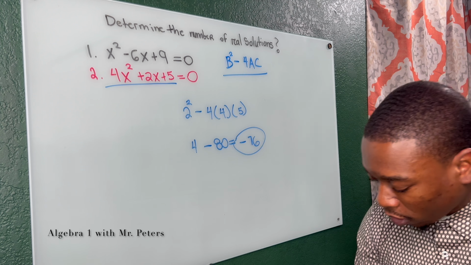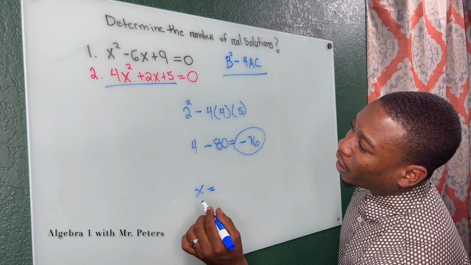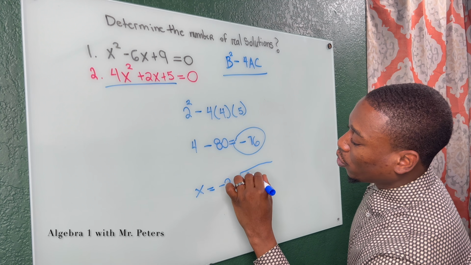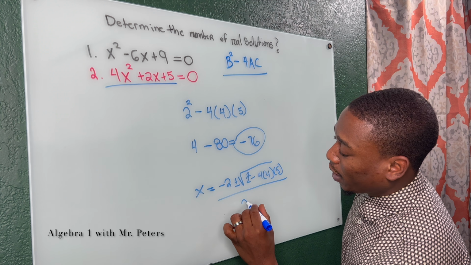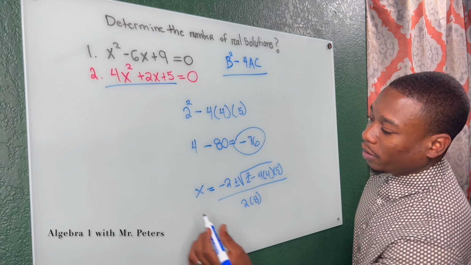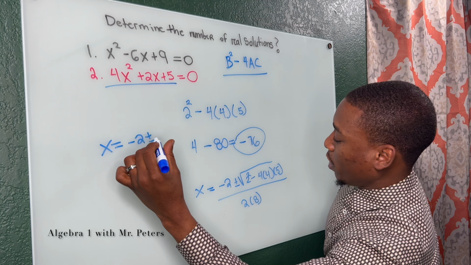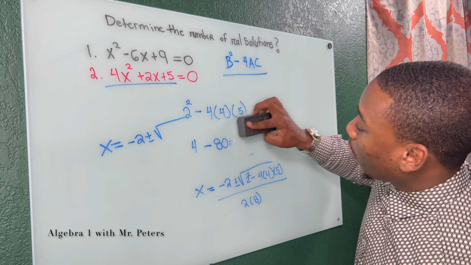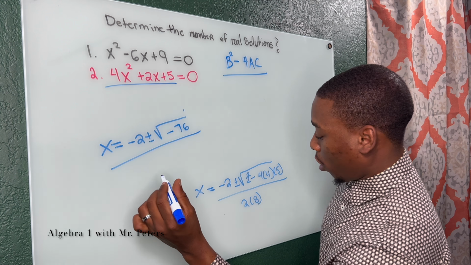All right, so going back to the quadratic formula, we have x is equal to the opposite of b, so that's negative 2, plus or minus the square root of 2 squared minus 4 times 4 times 5, all over 2 times a, which is just 8. I believe that's right. Yep. So as we solve this, we're going to get the same thing. x is equal to negative 2 plus or minus the square root of negative 76, all over 8.